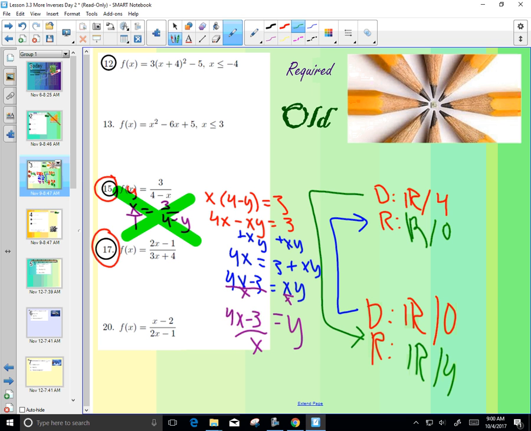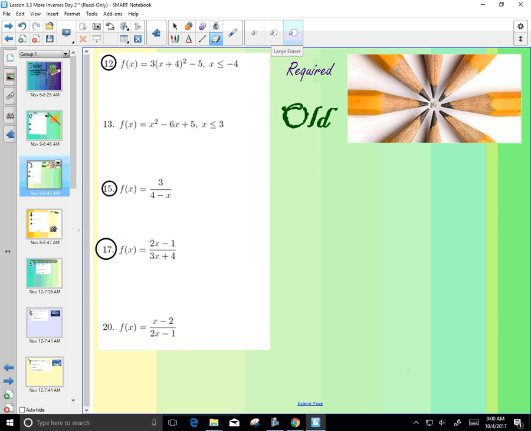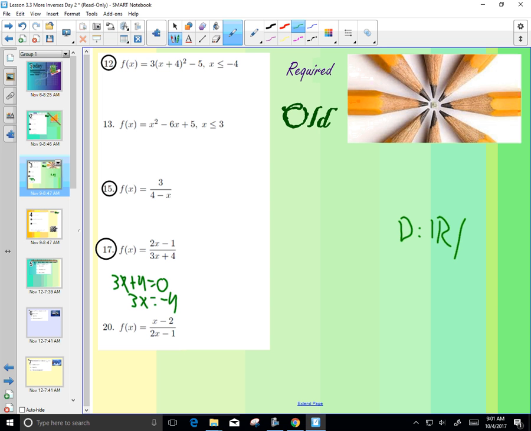Now I'm going to totally erase that, and we're going to do 17. Same way. What's the domain of 17? All reals except what can't you have? Well, let's see. 3x plus 4 equals 0. 3x equals negative 4. x is equal to negative 4/3. All reals except negative 4/3. How many had that for your domain? If you didn't, you just did the inverse, that's fine, but I just wanted to make this point today. What's the range? I don't know.